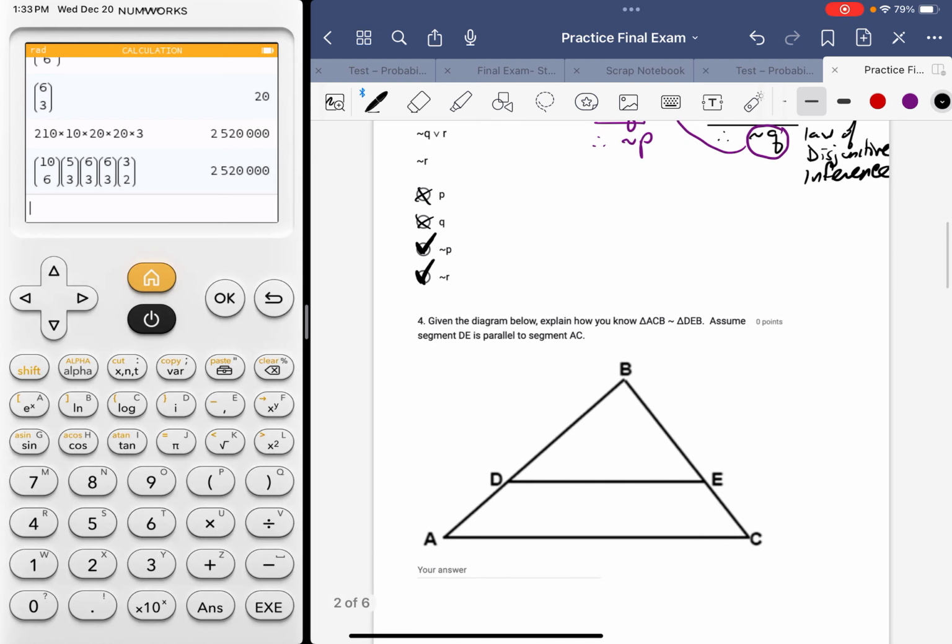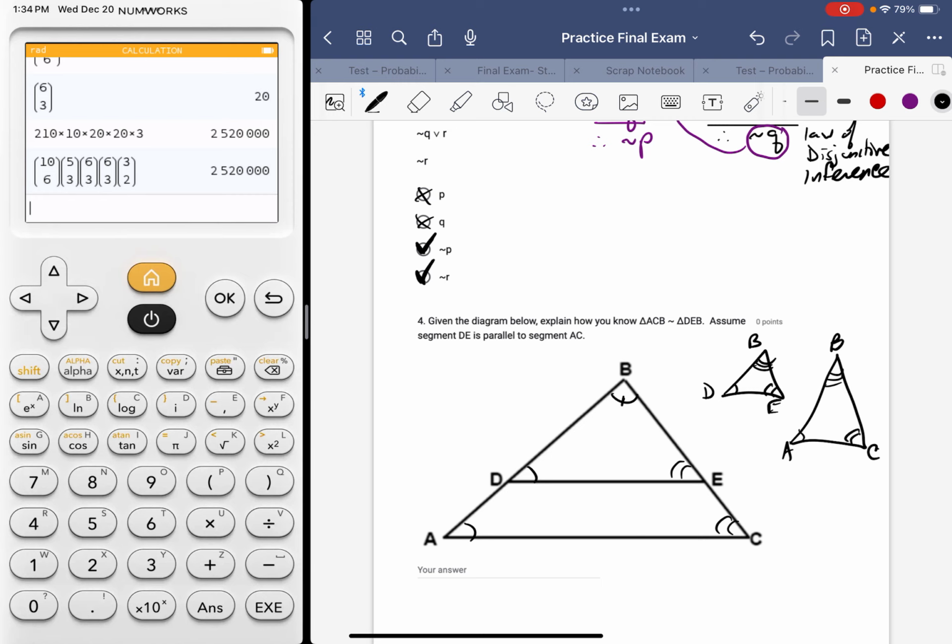All right, similarity. They tell us that we can assume that DE is parallel to AC, which means that this angle is congruent to that one. It means this angle is congruent to that one. And this is a reflexive angle. If I were to pull the two triangles apart, I'll just rough it out here. We'd have DBE and ABC. This angle is congruent to this one. These are congruent, and these are congruent.